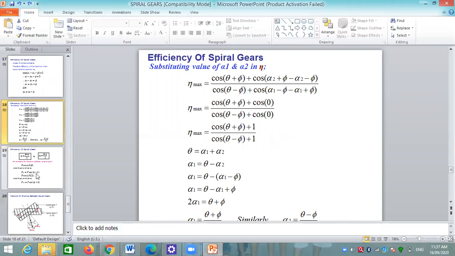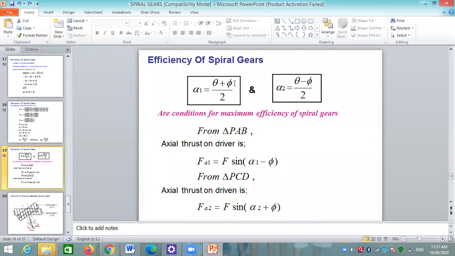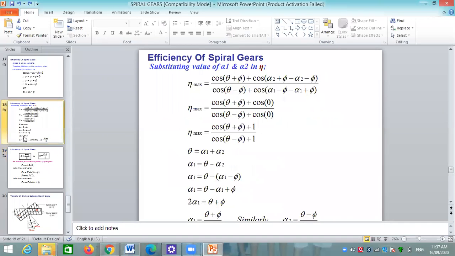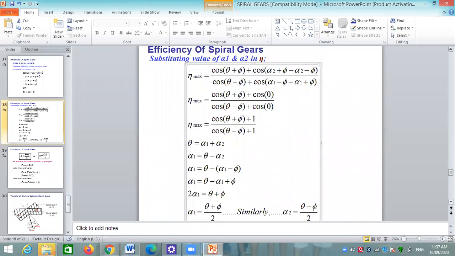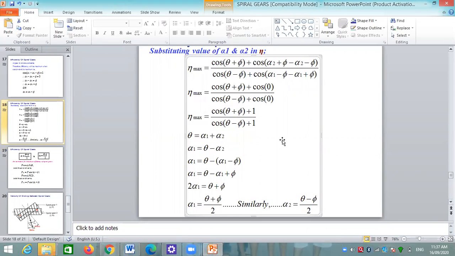And if we simplify this, the maximum efficiency of the spiral gear is equal to cos of theta plus phi plus 1 divided by cos of theta minus phi plus 1, and theta is equal to alpha 1 plus alpha 2. Therefore alpha 1 is equal to theta minus alpha 2.